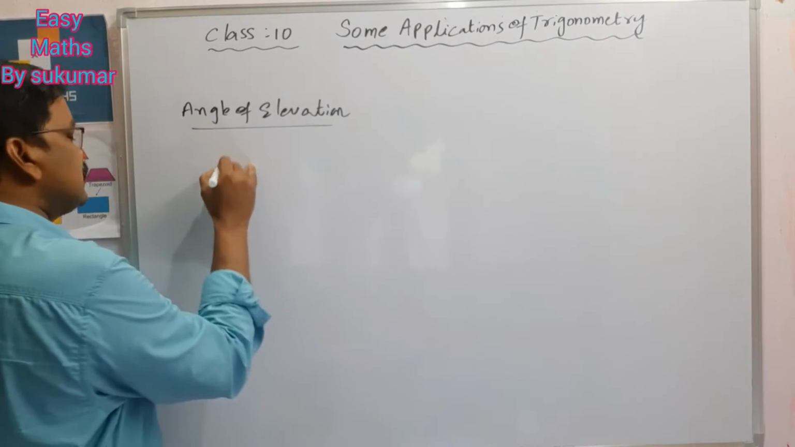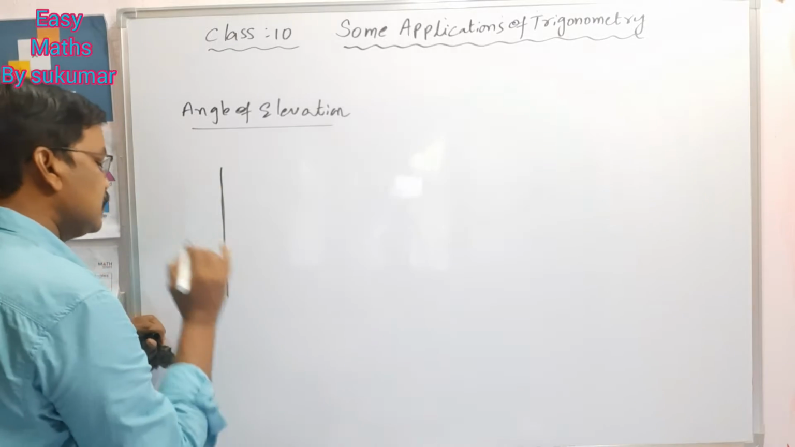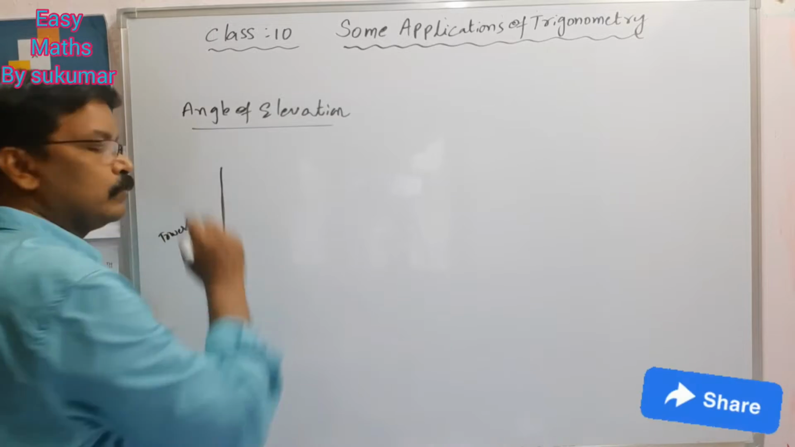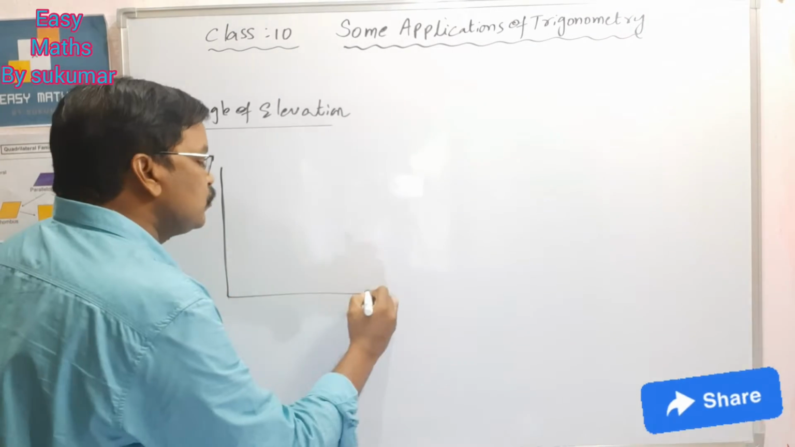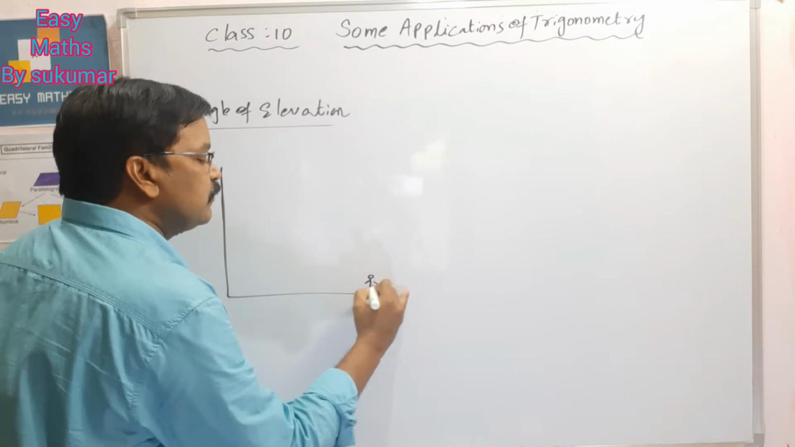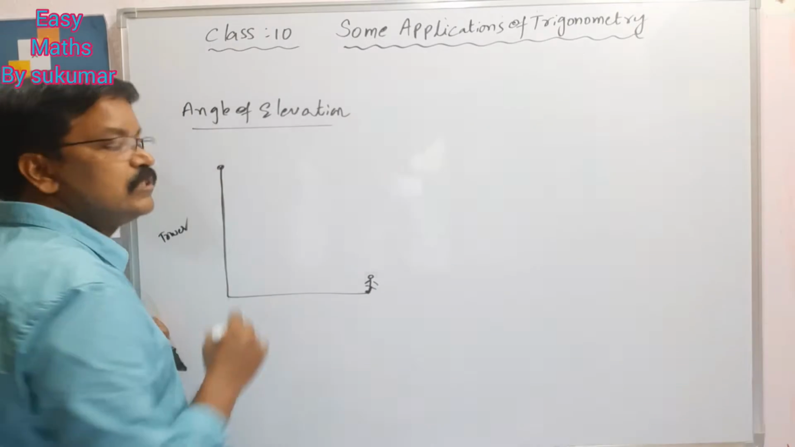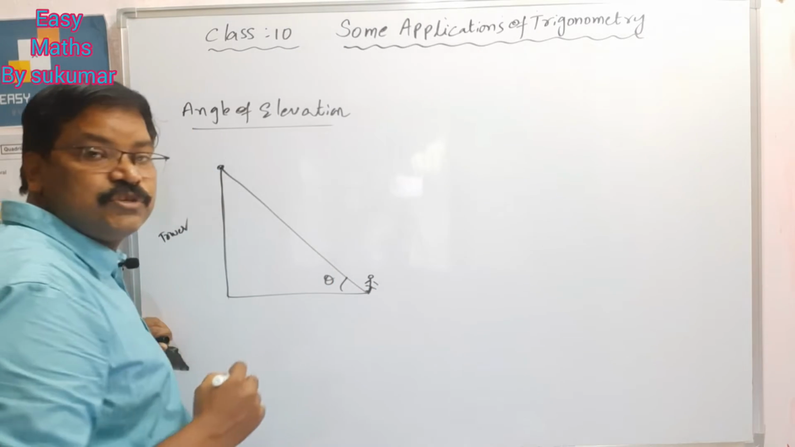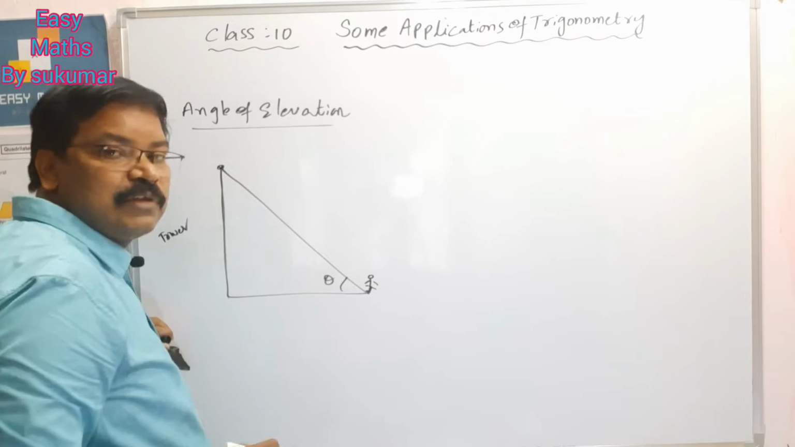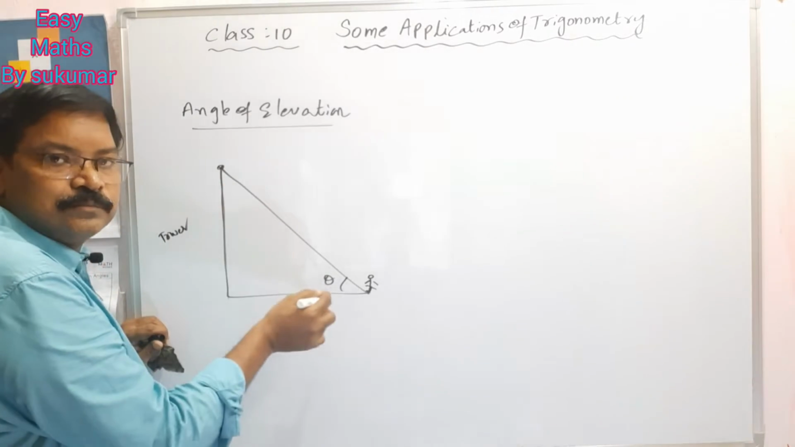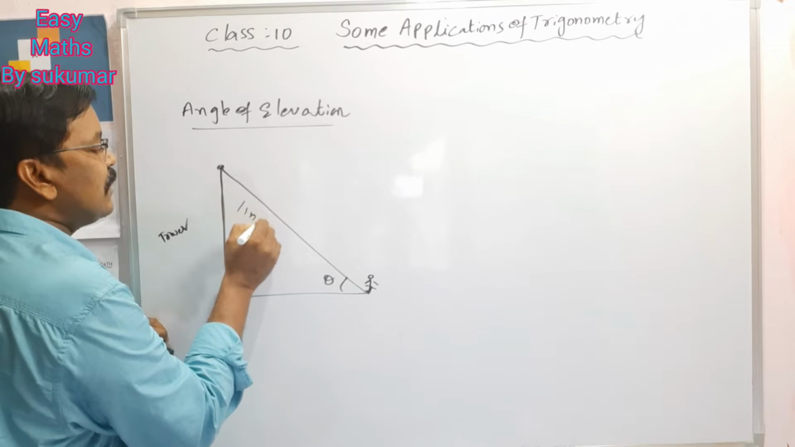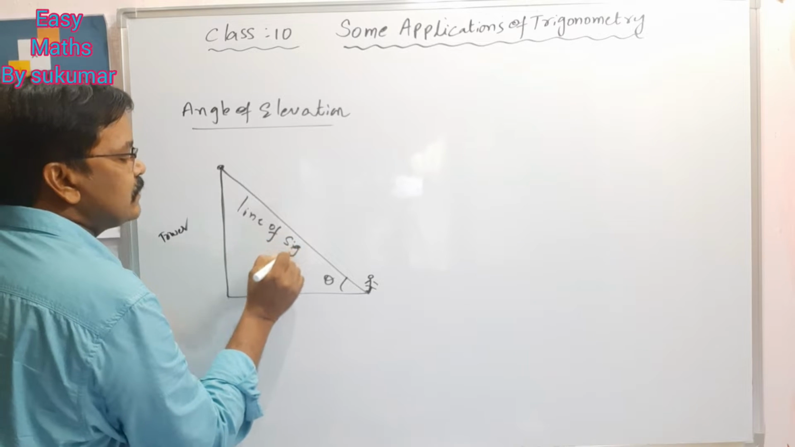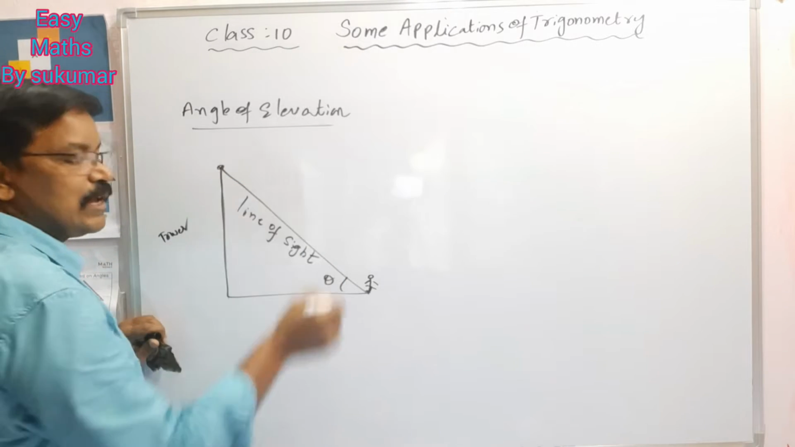See, my dear students, just imagine this is some tower, a cell phone tower, and you are observing the top of the tower from here. This is the top of the tower with some angle of elevation. This is called angle of elevation. This line is called line of sight, S-I-G-H-T, sight. This is line of sight.